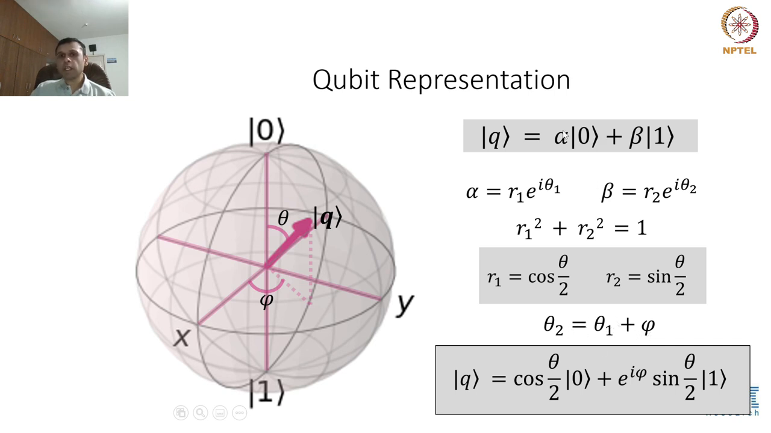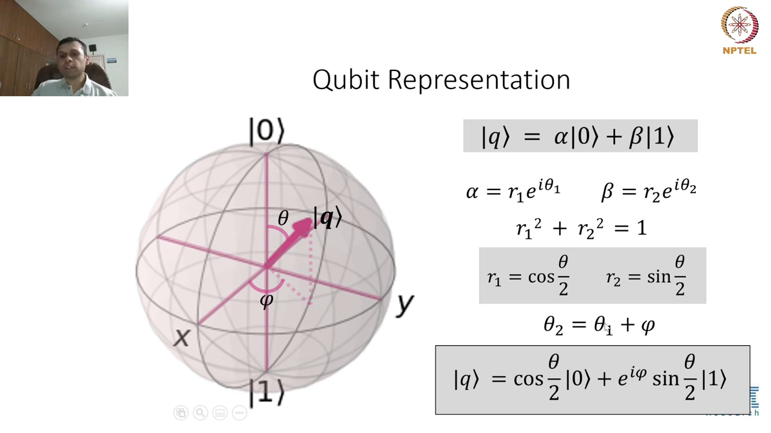And if we do that, then our original expression changes to cos theta by 2 |0> plus e to the power i phi sin theta by 2 |1>. Now we have no more complex part associated with 0, and we only have the complex part associated with 1. If you look at the Bloch sphere here, this angle phi ends up being the angle between our qubit q, or the vector q, and the x-axis. You can look at the projection of q onto the xy plane, and the angle with the x-axis is going to be nothing but phi.